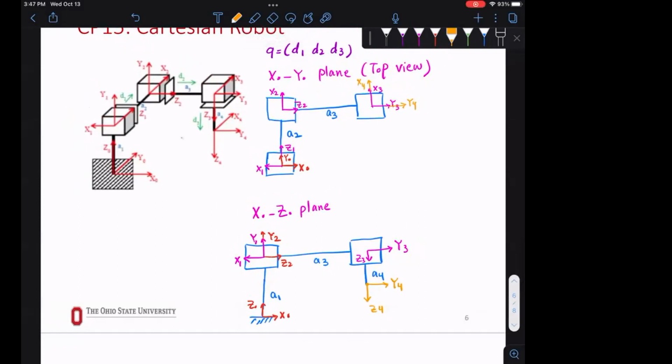So I drew the x0, y0 plane and the x0, z0 plane, but I didn't show the drawing variables. I want you to do it. And I also didn't show x2, y2, but you should have something like this when you reduce. If you make a mistake here, then the rest of them will be wrong.